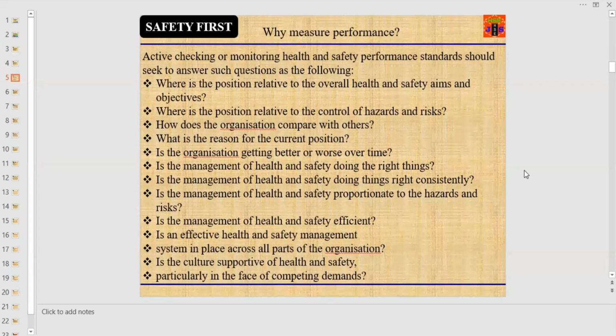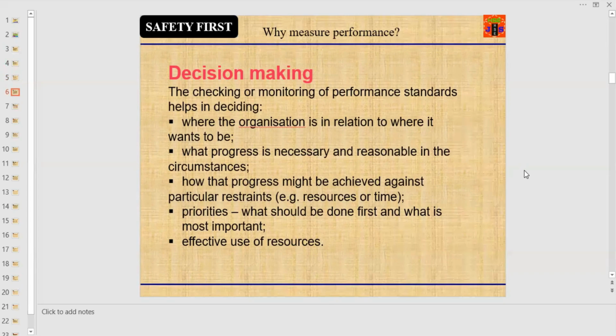To know the answer to such important and crucial questions, performance measurement is necessary for making better decisions. The checking or monitoring of performance standards helps in deciding where the organization is in relation to where it wants to be, what progress is necessary and reasonable in the circumstances, how that progress might be achieved against particular restraints, for example, resources or time. Priorities: what should be done first and what is most important. And lastly, effective use of resources.